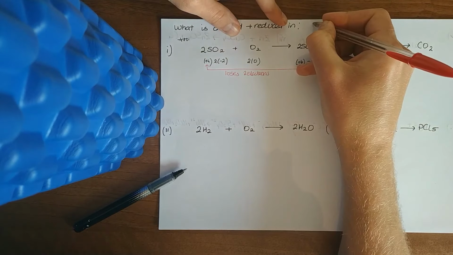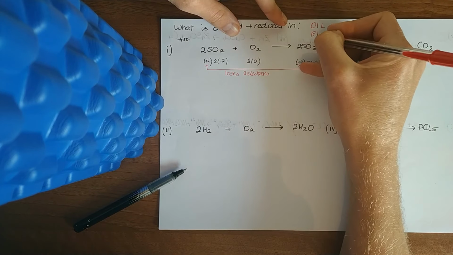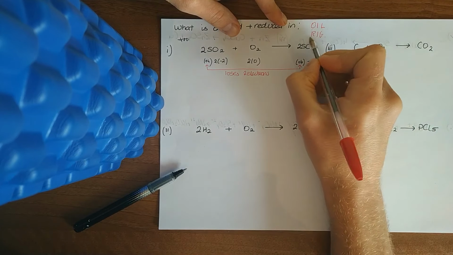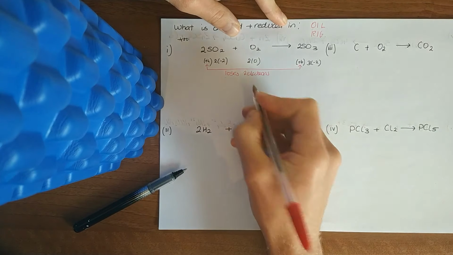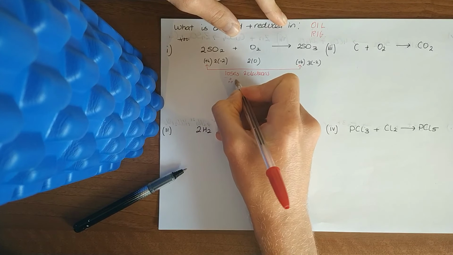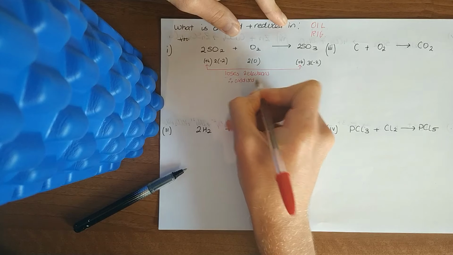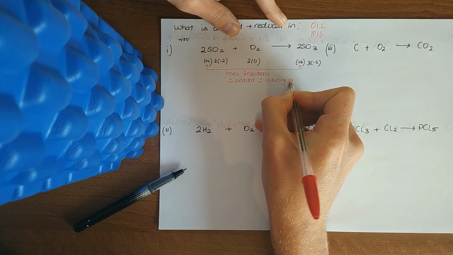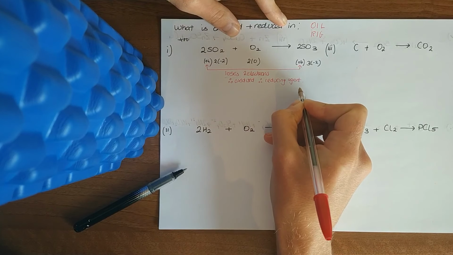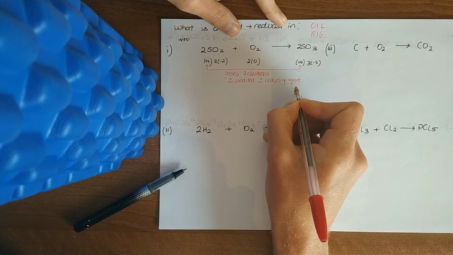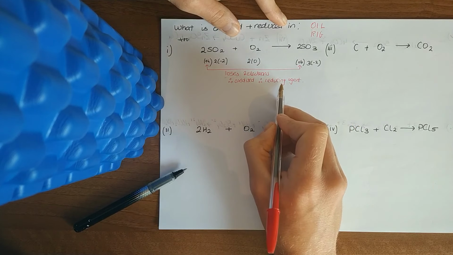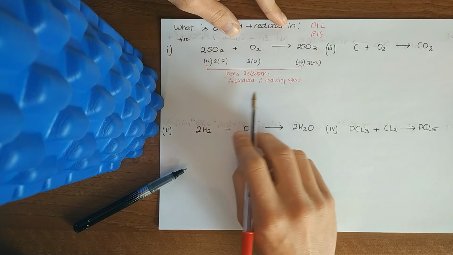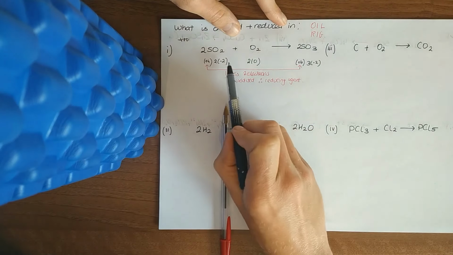And remember, this is where OIL RIG, that we mentioned way at the very start of the first video, comes in. Oxidation is loss of electrons, reduction is gain. There we're losing it. Loses 2 electrons, therefore oxidized, therefore the reducing agent. So a reducing agent is something that allows reduction to happen by losing electrons itself. In order for a substance to gain electrons, some other substance must lose the electrons. And there's going to be a change somewhere else.